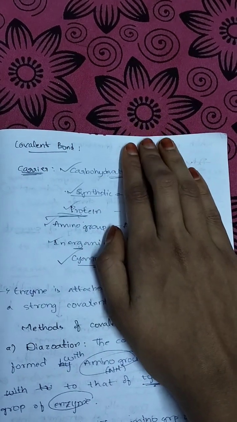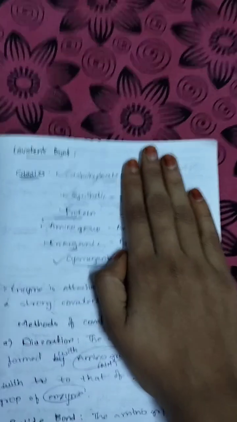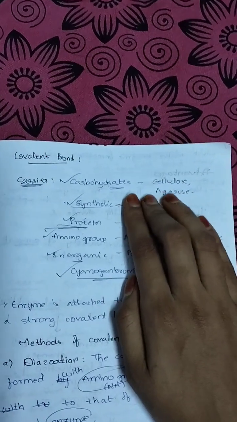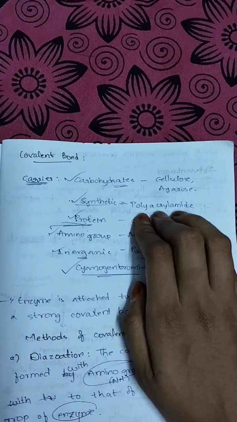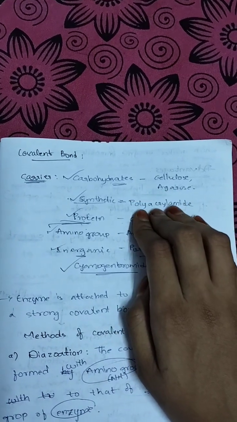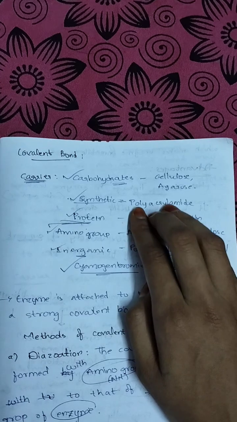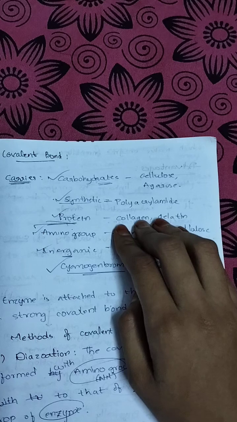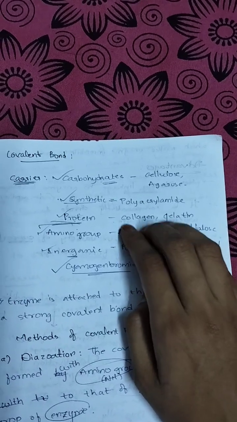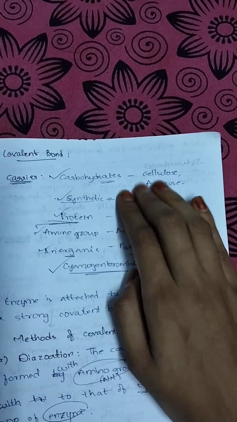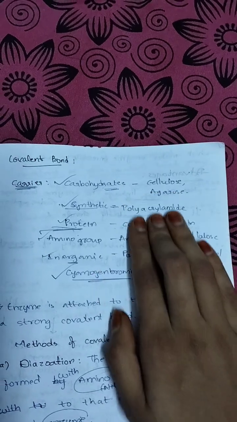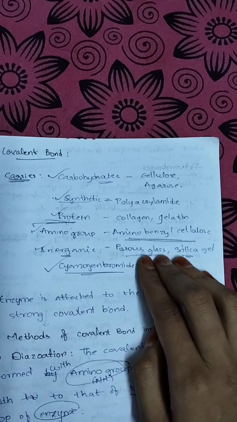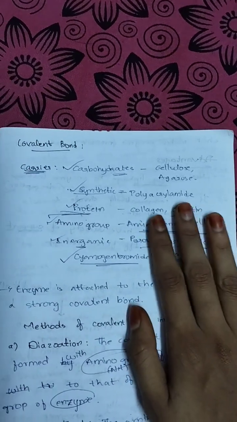Carbohydrates are cellulose and agarose. Synthetic is polyacrylamide gel. Proteins are collagen and gelatin. Amino group is aminobenzyl cellulose. Inorganic are silica gel and glass. Cyanogen bromide is nothing but agarose.